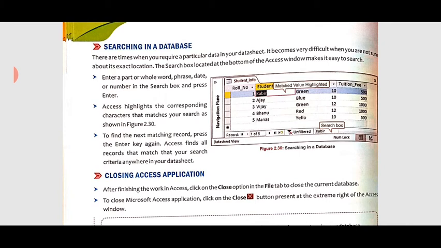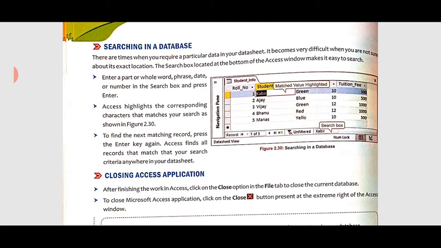Next one is searching in a database. How can we find any record? A database is not only for storage, it is for retrieval also. Whenever required for future use, we can easily retrieve from there. So how can we do this searching in a database? The steps are: enter a part or whole word, phrase, date or number in the search box and press Enter. Access highlights the corresponding characters that match your search, as shown in figure 2.30.